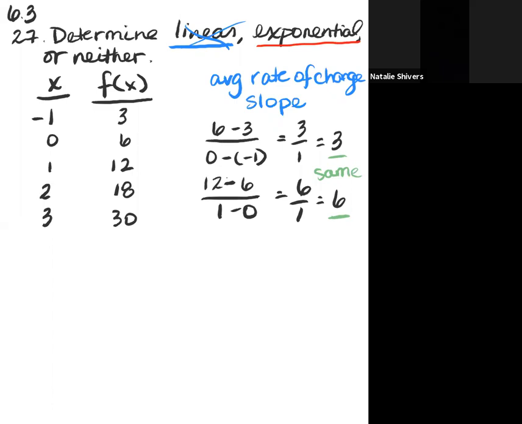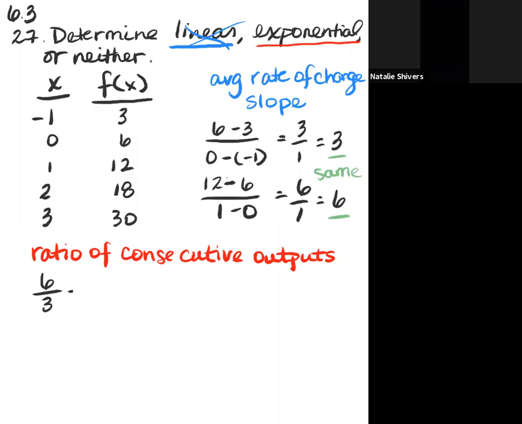you want the ratio of consecutive outputs. You're like, what does that mean? Okay, that means we're going to take the outputs and divide them. So we're going to do 6 divided by 3 gives me 2. 12 divided by 6 gives me 2. Perfect so far. Then we're going to do 18 divided by 12. Well, that gives me 3/2.